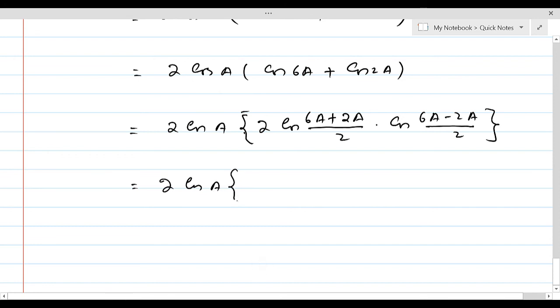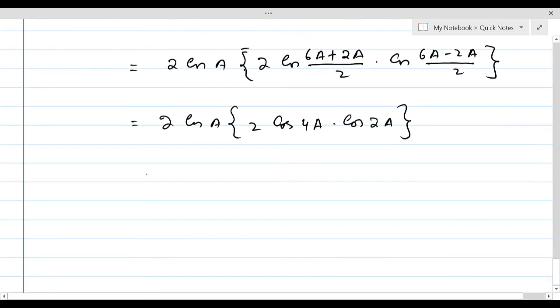into 2 cos of 4A times cos of 2A. And we have this in the form of 4 cos of A cos of 2A into cos of 4A. That is the required product, and we'll see you in the next lesson.